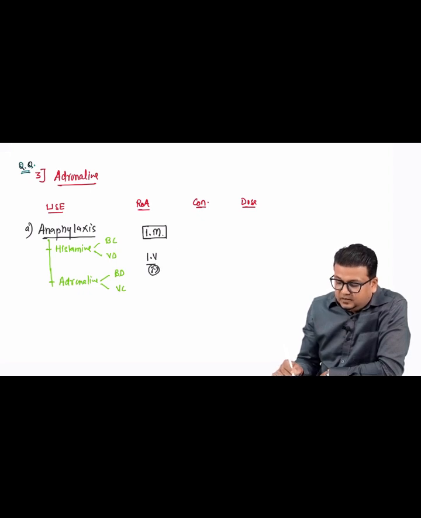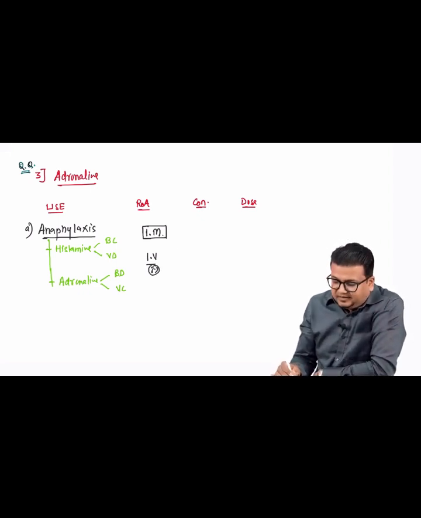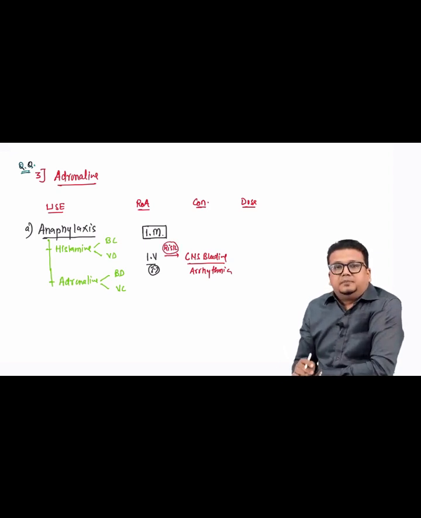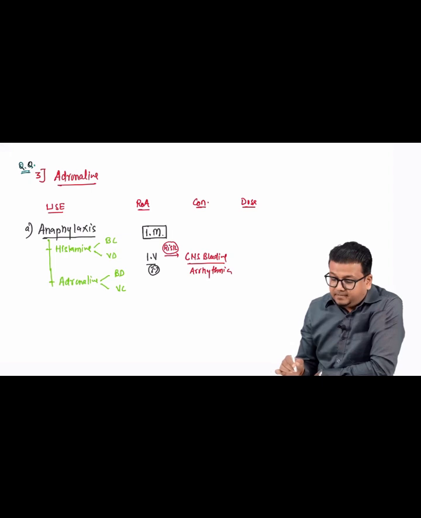That is the question. So you will remember that IV adrenaline has a high incidence, high risk of causing cerebral or the CNS bleeding, and high incidences of causing arrhythmia. So when we give adrenaline intravenously, there are significant risk. The patient may develop cerebral hemorrhage, patient may develop arrhythmia. So we do not prefer that route in anaphylaxis. What is the route we prefer? IM. Second thing is asked, what is the concentration of adrenaline?